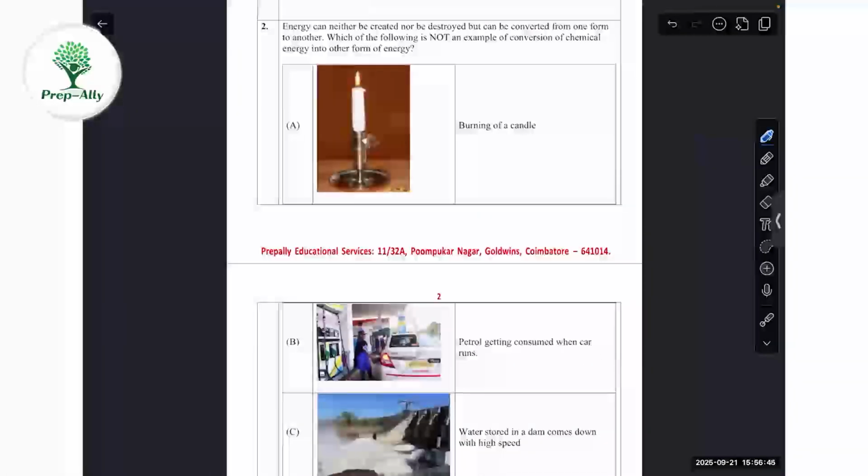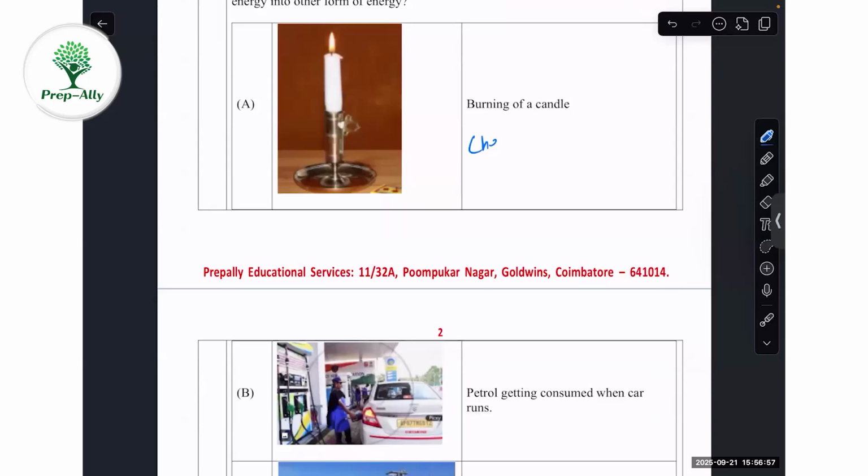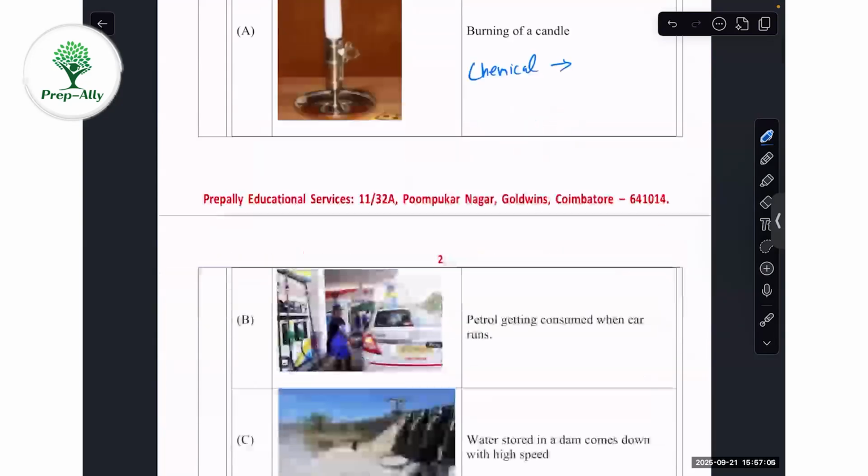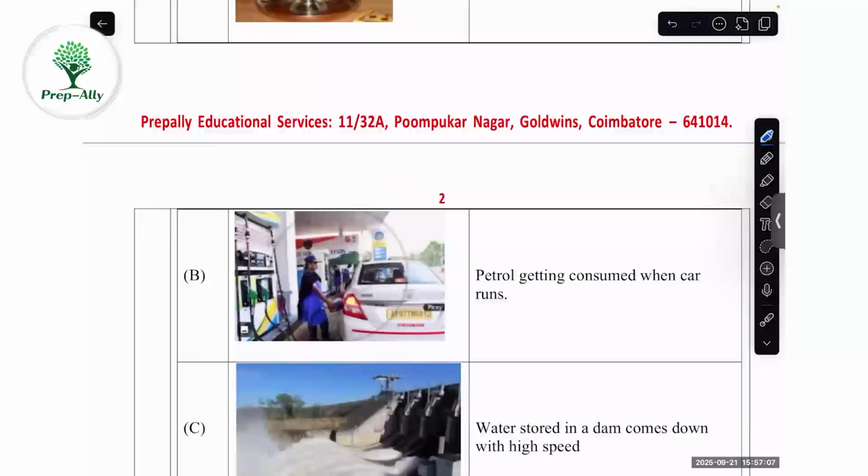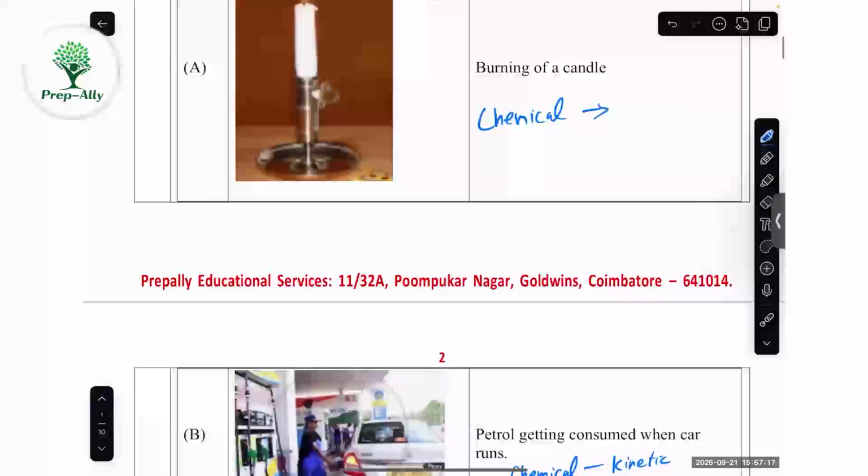So in second one, energy can neither be created nor be destroyed, but can converted from one form to another, which is not an example of conversion of chemical energy into other form. Burning of a candle, definitely it's converting from chemical energy to heat energy, heat and light. Petrol getting converted, consumed when car is running, definitely again converted from chemical to kinetic energy. Here also chemical energy to heat and light, you can say.